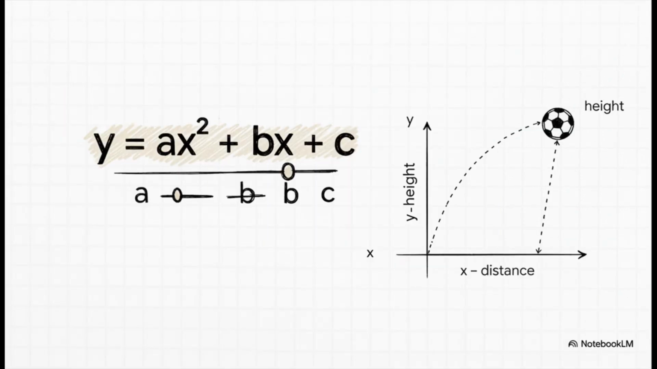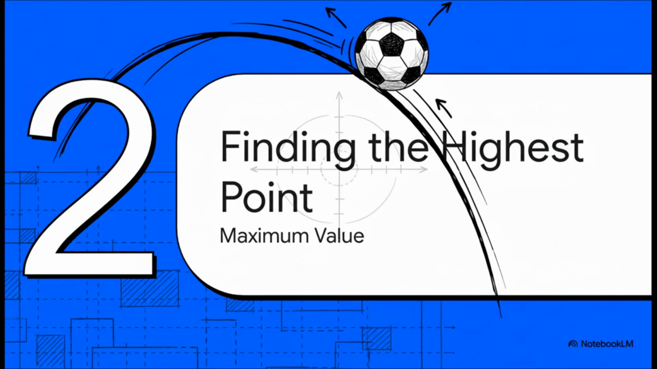And here it is. This is the blueprint itself. By just tweaking the numbers for A, B, and C, we can map out the path of pretty much any object flying through the air. So for our soccer ball, Y is just its height and X is how far it's gone forward. Simple, right? Okay, let's put this blueprint to work. Time to answer our first big question.